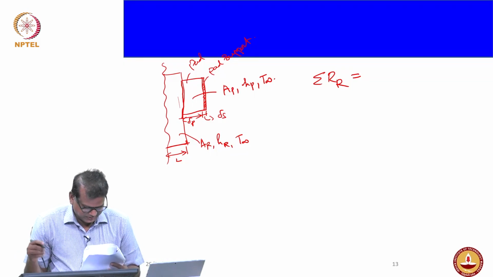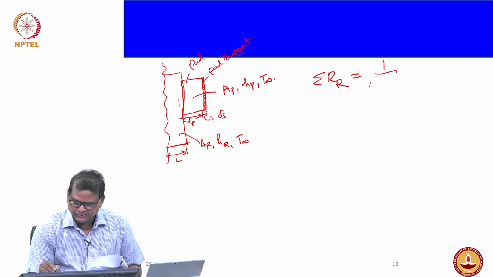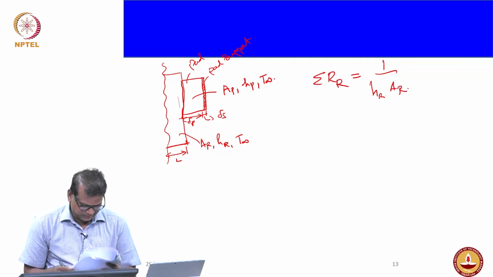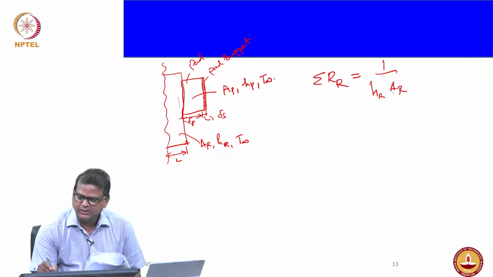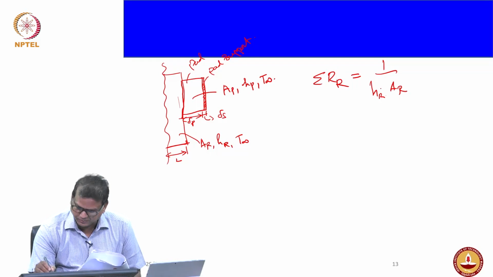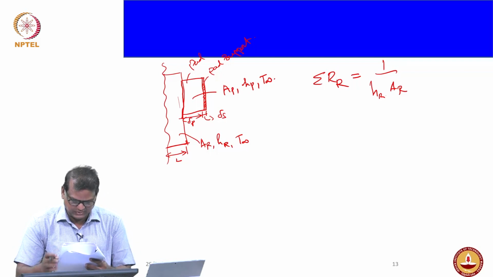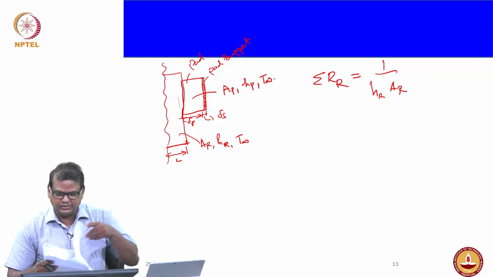Okay. For steady state condition, it will be sigma RR equal to 1 by HR AR, right. AR is the surface area of the rotor, HR is the heat transfer coefficient of the rotor, convective heat transfer. So, that is clearly given.